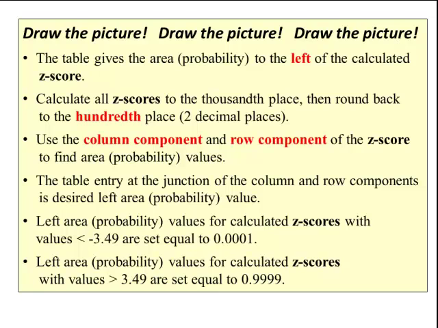The left area or probability values for the calculated z-scores with values that are less than -3.49 are set equal to 0.0001. We're going to call that a default value. Left area or probability values for calculated z-scores that are greater than 3.49 are set equal to 0.9999, and that's going to be our second default value.